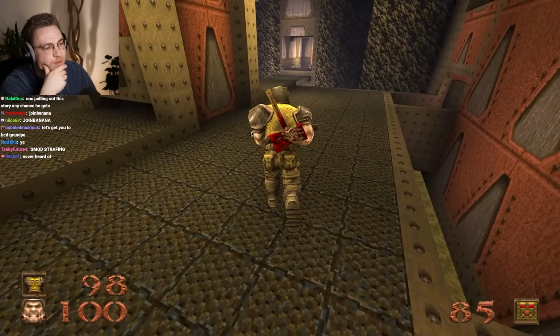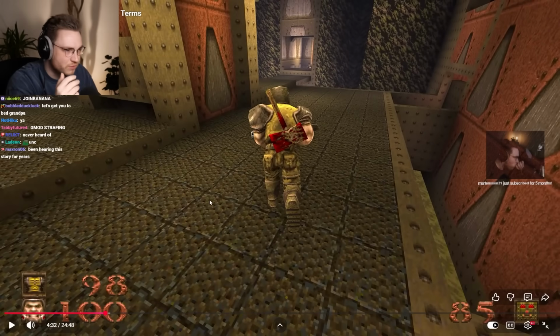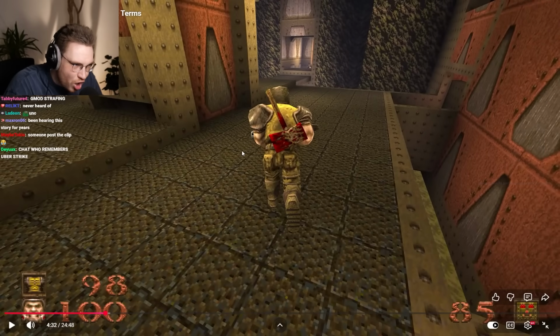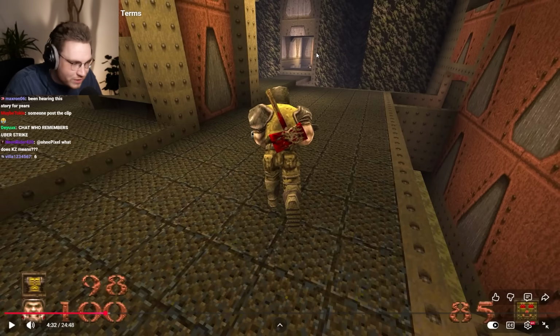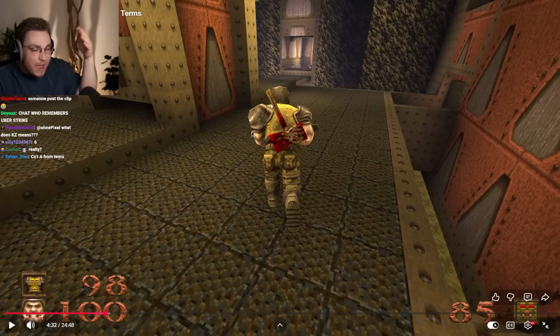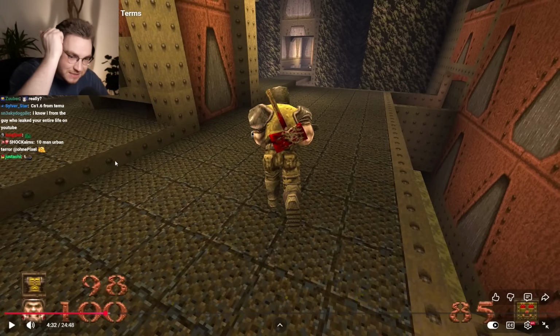Bro, Urban Terror was so much more fun for movement as well, compared to maybe this. You could hop off the wall. You could jump towards the wall and then kick off it. And you kept all the speed. So you could do crazy shit, bro. Like across the map in seconds.